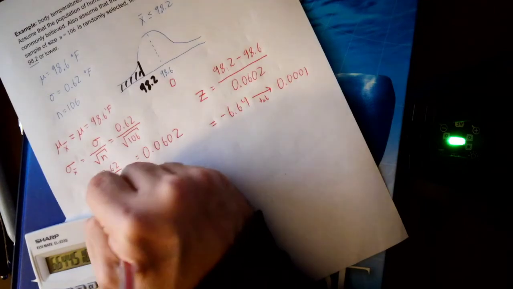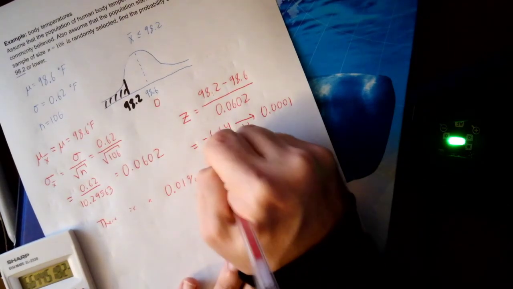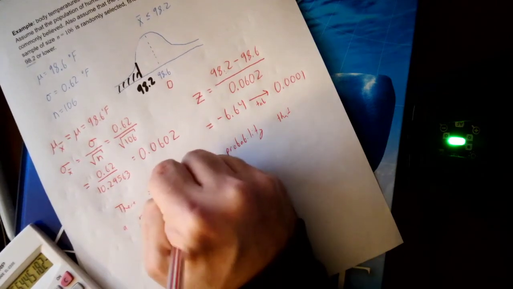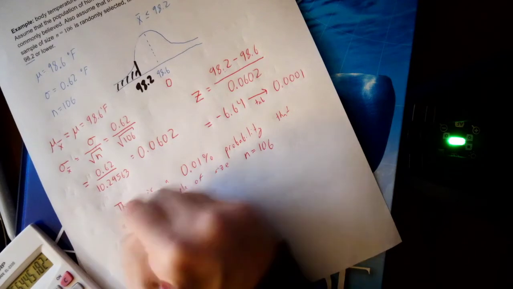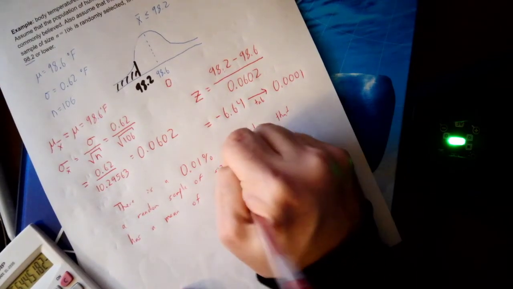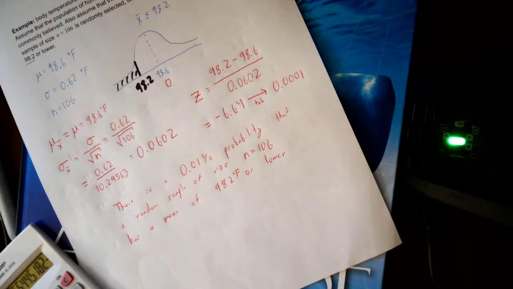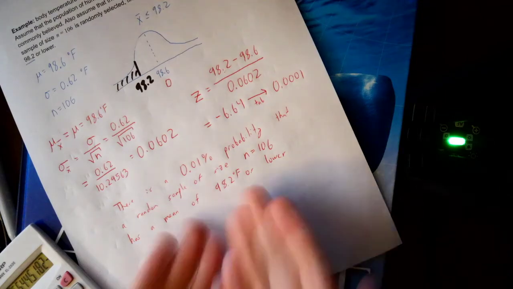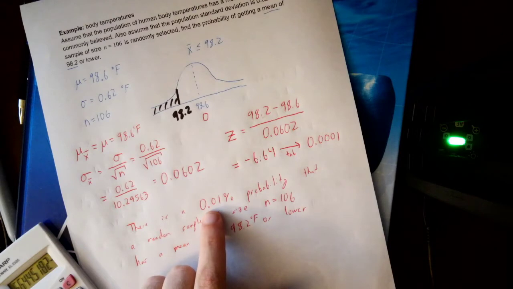So this means there is a 0.01% probability that a random sample of size n equals 106, that was my sample size, right, has a mean of 98.2 degrees Fahrenheit or lower. So it's highly unlikely that this happened, right? That is extremely unlikely. So if I was conducting research and collected a sample of 106 people and they had an average temperature of 98.2 or lower, that's highly unlikely, according to this calculation.